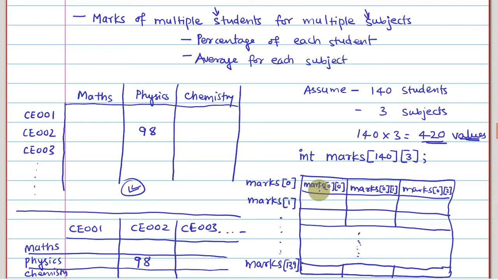So marks for roll number 1 for subject at index 0, index 1 and index 2. We will not remember the name of the subjects for simplicity in C program, right? Similarly, this would be marks of roll number 2 and so on. Okay, so this kind of array we will get. Though this is just a visual or conceptual representation, right?